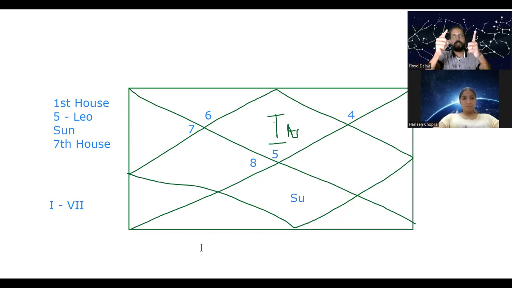So we have to look at the house, look at its sign, and the ruler of the sign is the ruler of that house. Simple. And then where it sits, we have to see in which position. Now let's do this once again, because from Harleen's face, I know that she has not fully understood. Talking about it doesn't make any sense, so let's do it with an example.